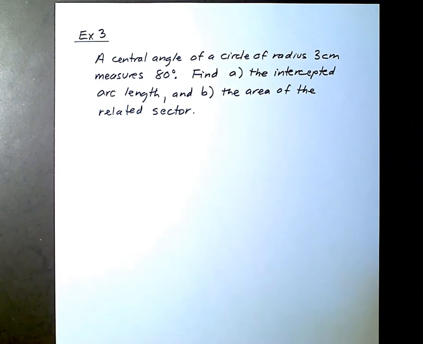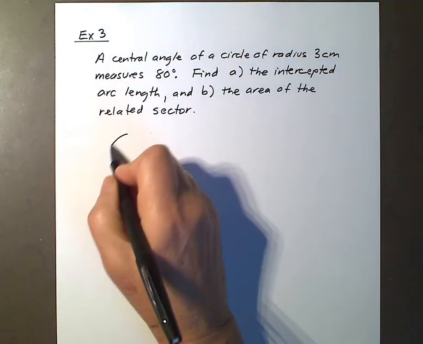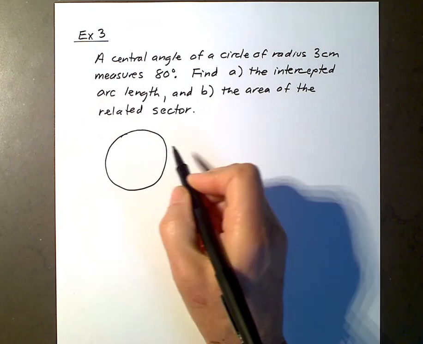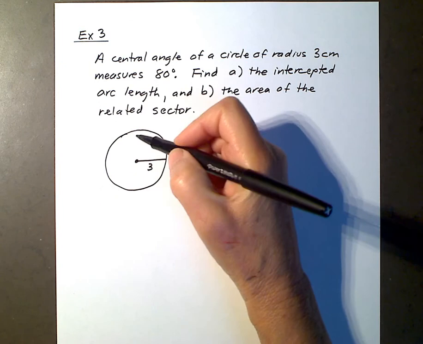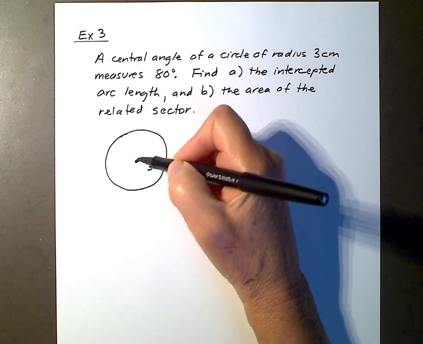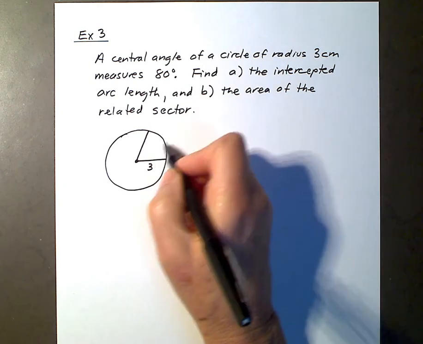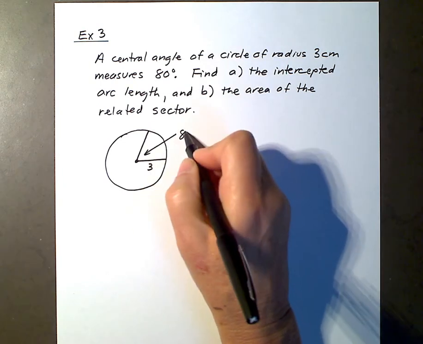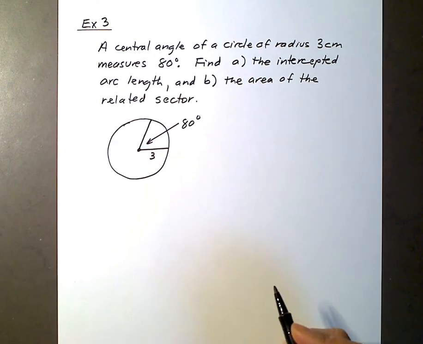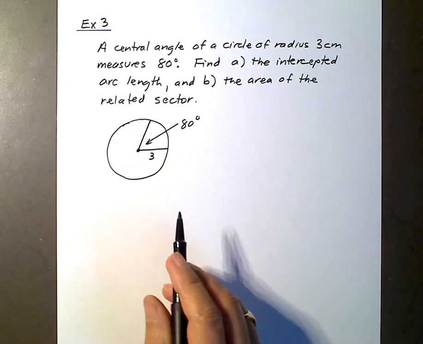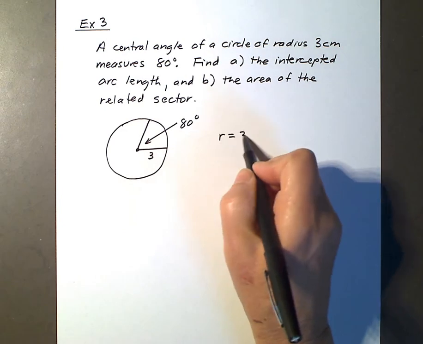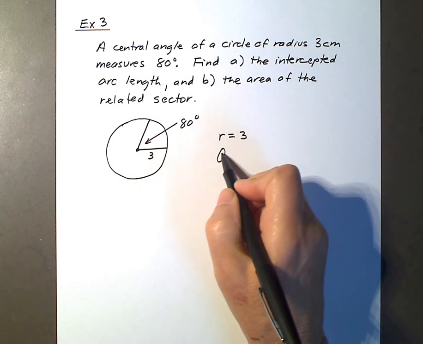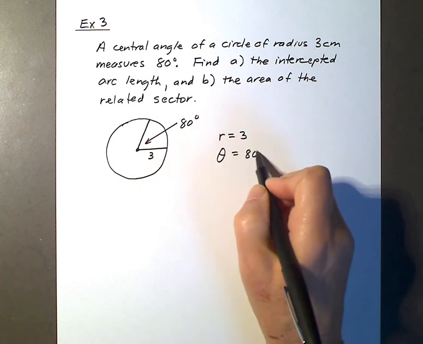Let's look at an example: a central angle of a circle of radius 3 measures 80 degrees. I'm just going to sketch a circle with radius 3, and an 80-degree angle would be a bit less than a 90, about so. So this is 80 degrees. In order to use the formulas, we have to convert the 80 degrees to radians. In this case, the radius is 3, and theta, the central angle, is 80 degrees, and we'll now convert that to radians.